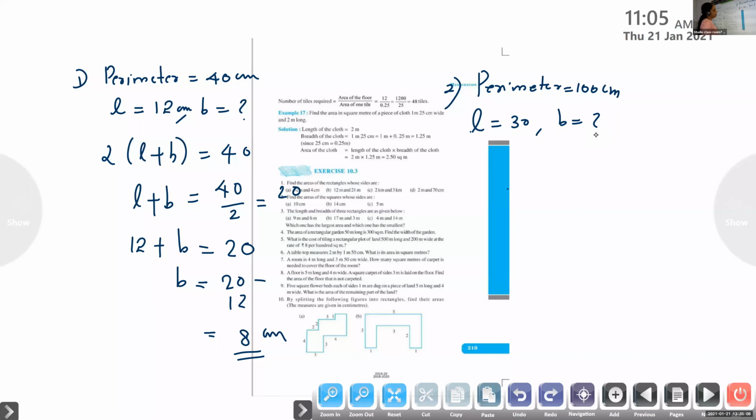Did you understand? Yes, ma'am. Did you get the answer of this one? How will you proceed? How will you start doing? 2 into L plus B equal to how much? 100. Then what is length and breadth alone?